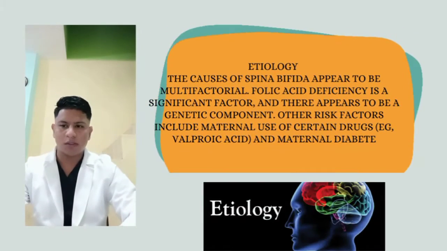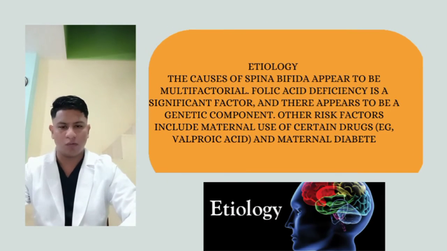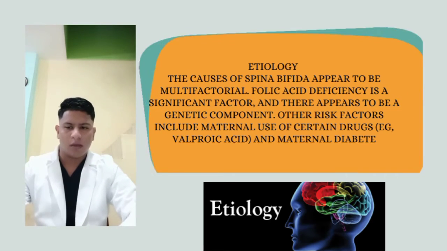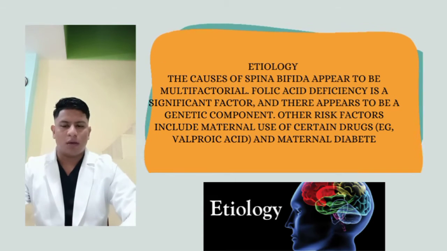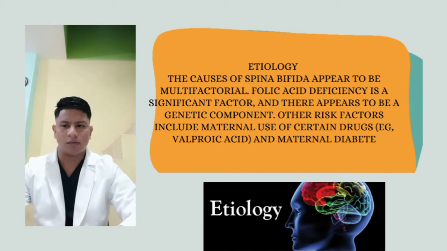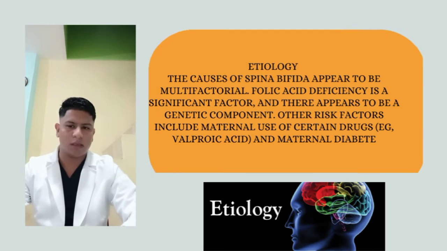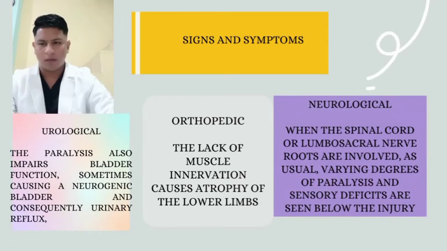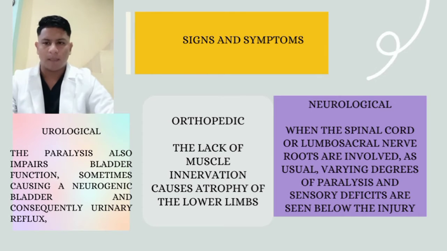Etiology. The causes of spina bifida appear to be multifactorial. Folate deficiency is a significant factor, and there appears to be a genetic component. Other risk factors include maternal use of certain drugs and maternal diabetes. Signs and symptoms. Neurological: when the spinal cord and lumbosacral nerve roots are involved, there are varying degrees of paralysis and sensory defects at and below the injury. There is usually decreased rectal tone.